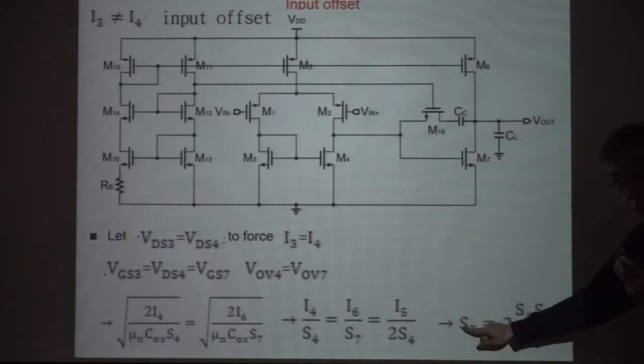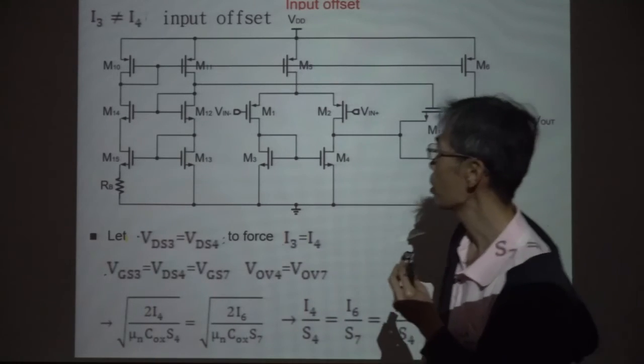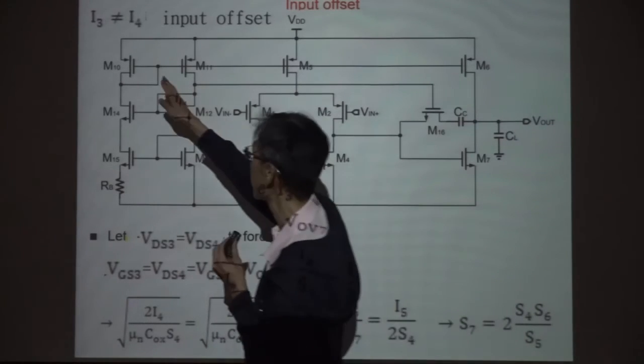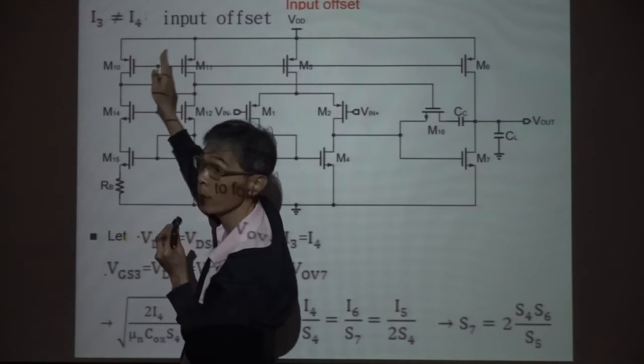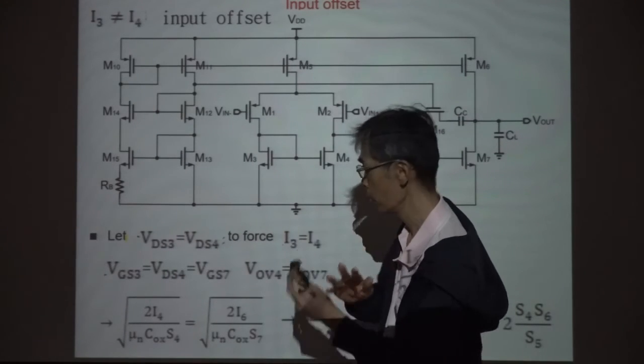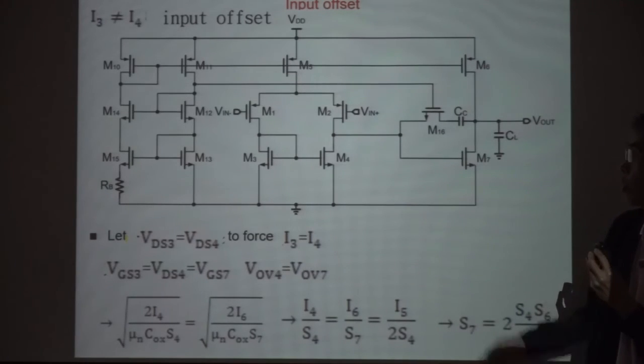You need to select X7 equal to 2 X4 X6 divided by X5. You need to have this because we want to get I3 equal to I4. If I3 is not equal to I4, you have input offset. We don't want input offset. So this is the requirement we need to have. Next page.